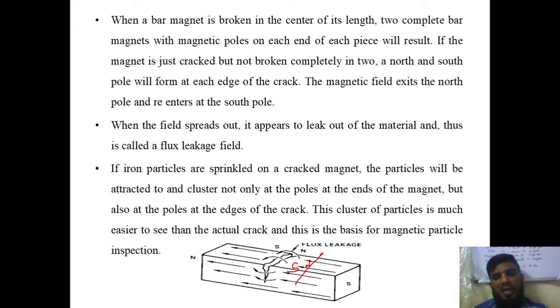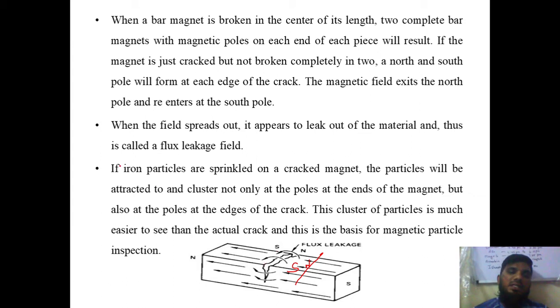Instead, if the particle is cracked, here the lines will be continuous, but because the poles here are opposite, they will be repelled, or a small deviation will be created at this point. The fluxes will be coming out of the surface.